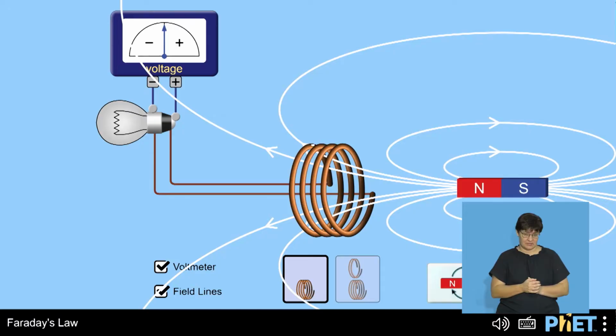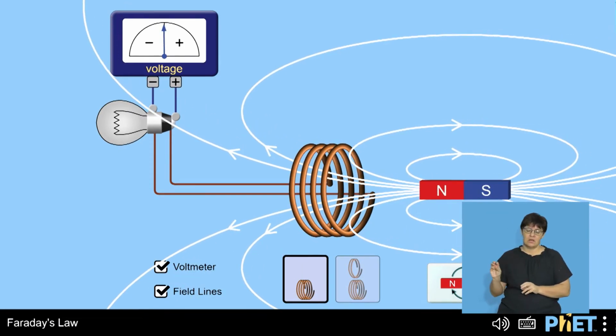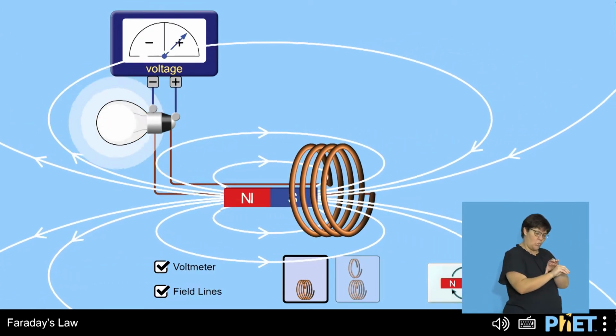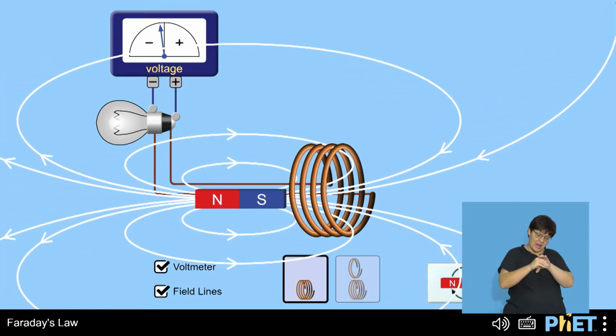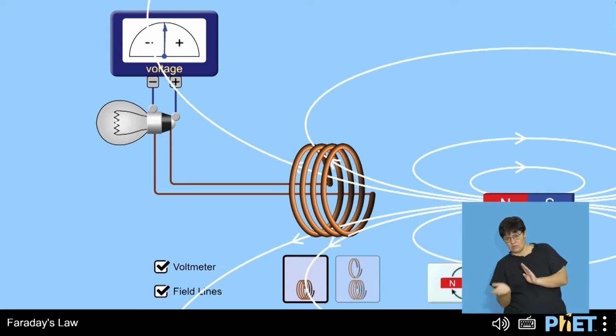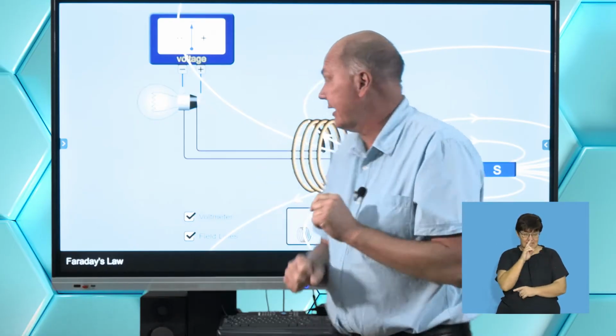So have a look here. I'm going to deliberately move this magnet into the field very slowly, and out very slowly, and back again very slowly. And you'll see there was hardly any movement of that needle. Now what I'm going to do is move it as quickly as I can.